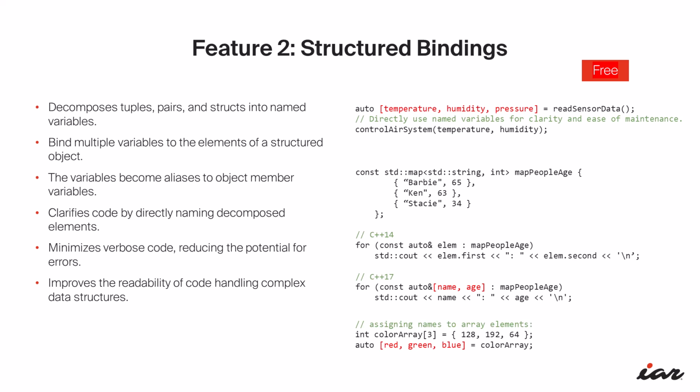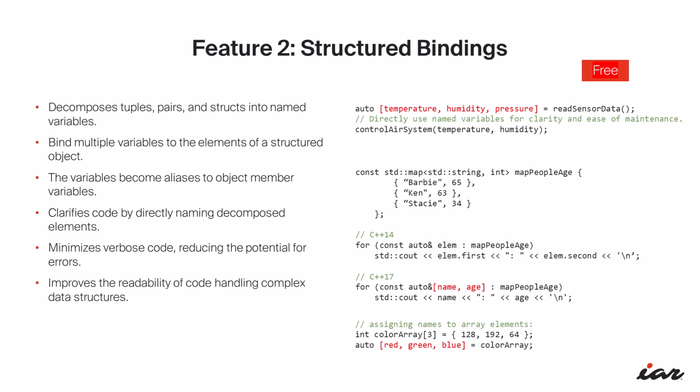Looking at another example, we have a map container that we call map people age here, and we have the names, and then we have the ages. And in C++14, to get access to the elements in the map container, you would have to say first and then second. And this is not very clear to the maintainer of the code. I mean, the writer of the code probably knows very well what's meaning of the first and second element, but for the ones looking at it later, it may be a bit more difficult.